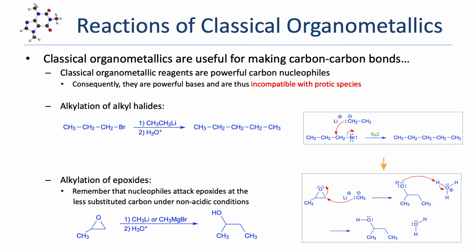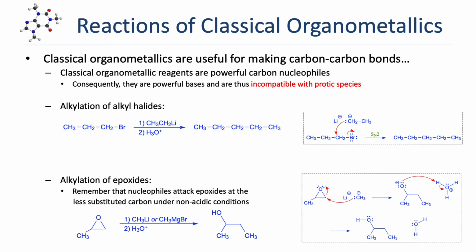The reaction mechanism is pretty straightforward. In the first step, the nucleophilic organometallic reagent attacks an electrophilic carbon on the epoxide, forming a carbon-carbon bond and displacing the bond to oxygen. In the second step, an acid is introduced to protonate the alkoxide formed from the first step, resulting in the formation of an alcohol. The acid must be introduced after the nucleophilic organometallic reagent has attacked the epoxide.